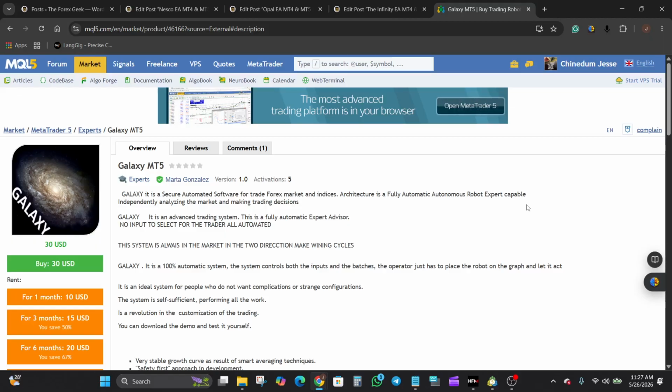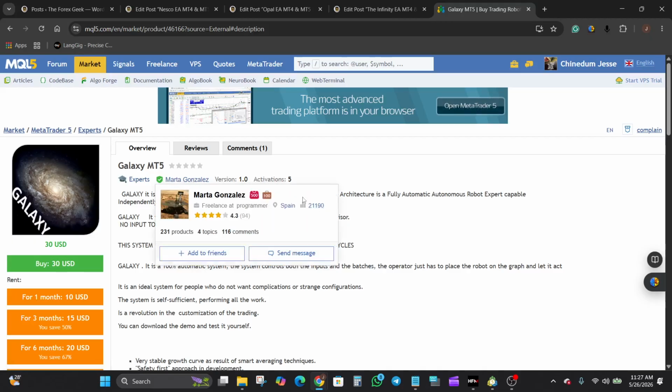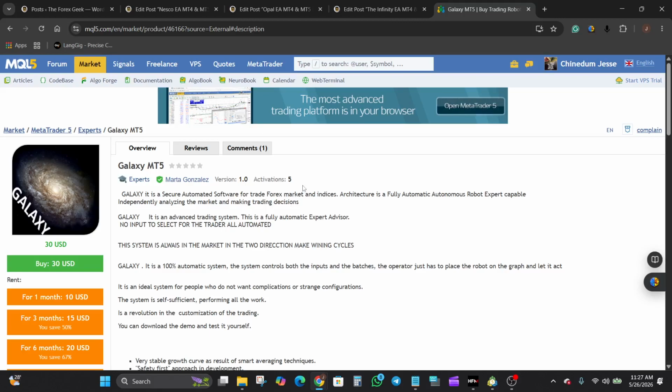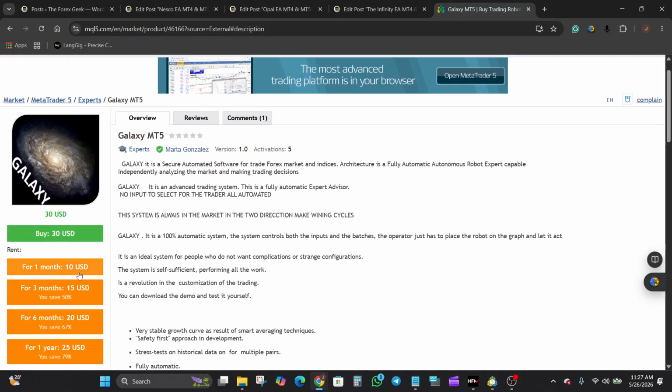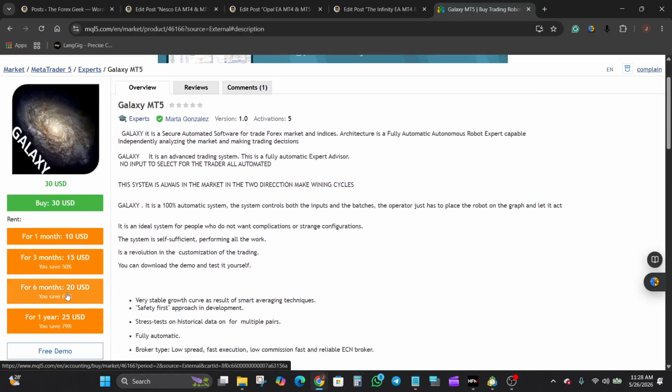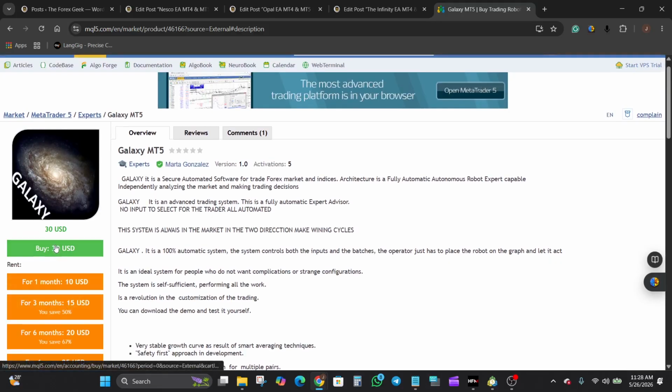So right now I am on the MQL5 Marketplace page for Galaxy EA developed by Marta Gonzalez, and this is version 1.0 with 5 activations available. The pricing is quite accessible compared to many other EAs, starting from 10 US dollars for a 1 month rental, 15 US dollars for 3 months, 20 US dollars for 6 months, and 25 US dollars for a full year, with a full purchase listed at 30 US dollars.